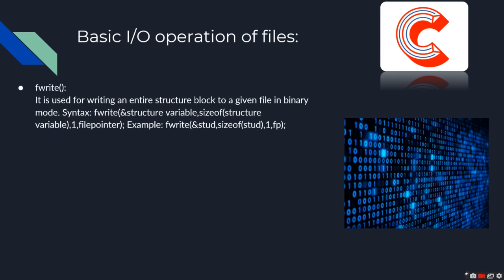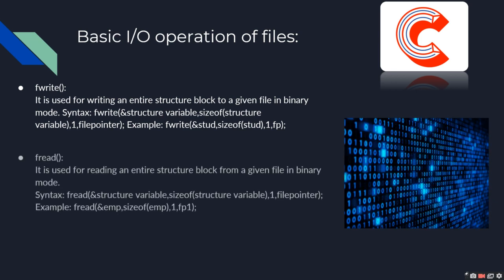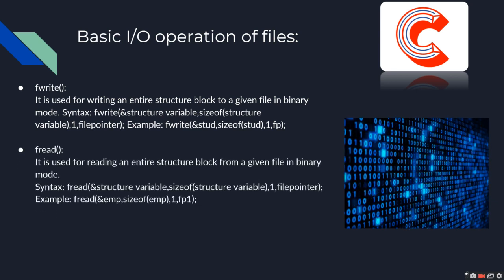fwrite. It is used for writing an entire structure block to a given file in binary mode. Syntax and example can be seen on the screen. fread. It is used for reading an entire structure block from a given file in binary mode.